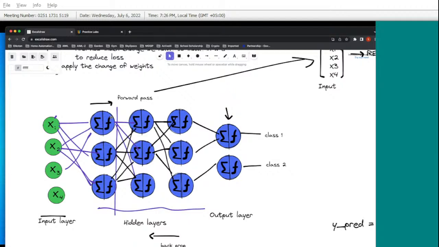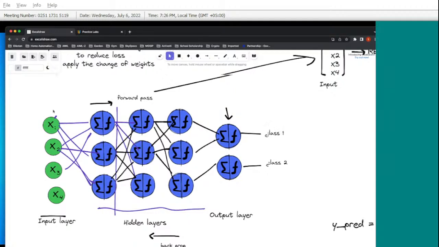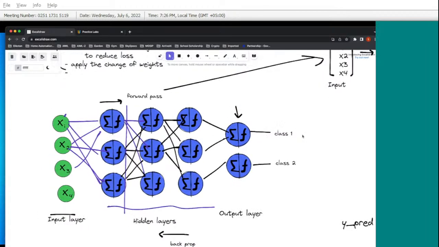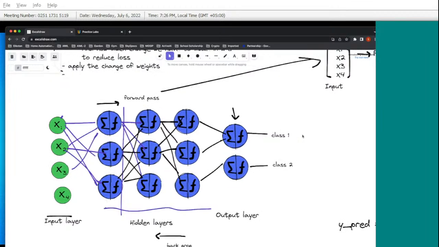So let's come back to this problem. The problem is very simple. Given my four x's, which are my features, I am to create a neural network which can actually predict.